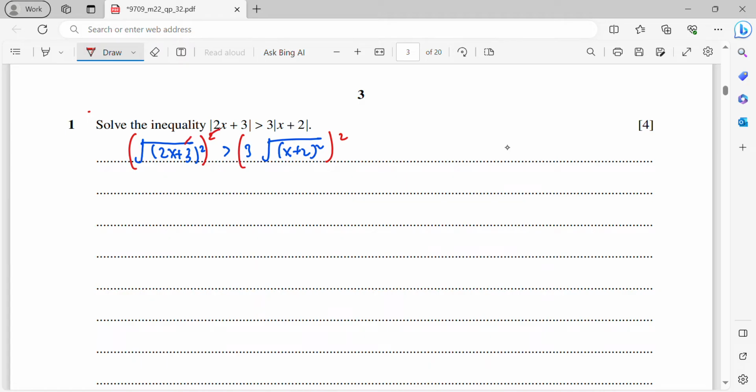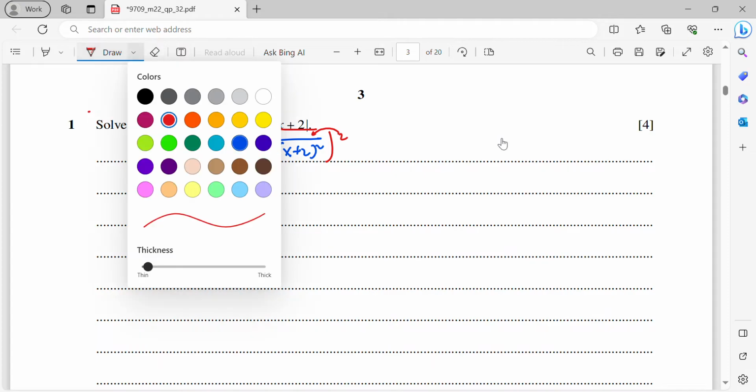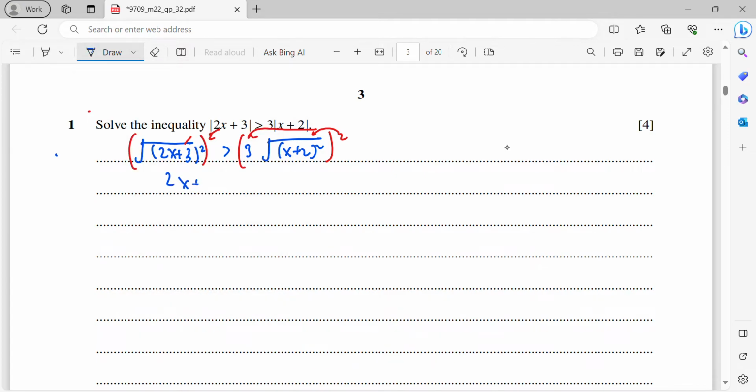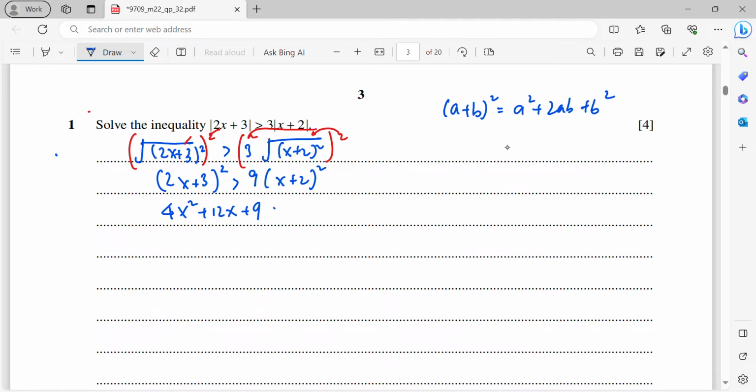The square and square root cancel off, and then the square applies to both. So then you will be getting (2x plus 3) squared greater than 3 squared, which is 9, times (x plus 2) squared. Now do the expansion using the formula (a plus b) squared is a squared plus 2ab plus b squared. Then you will be getting 4x squared plus 12x plus 9 greater than 9 times (x squared plus 4x plus 4), which is greater than 9x squared plus 36x plus 36.